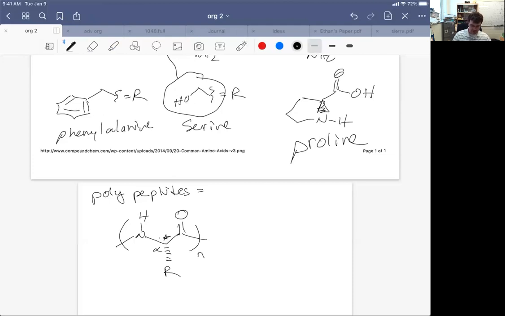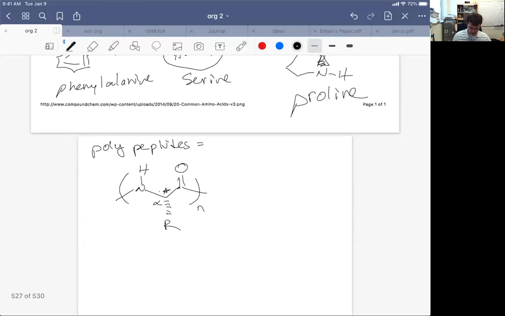Okay, so we can connect these together by way of a series of reactions. So let's go ahead and take alanine. So here's alanine. And we're going to react this with glycine. And we can react this with phenylalanine.